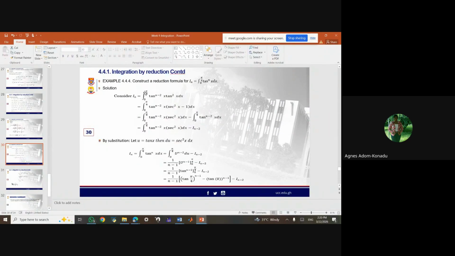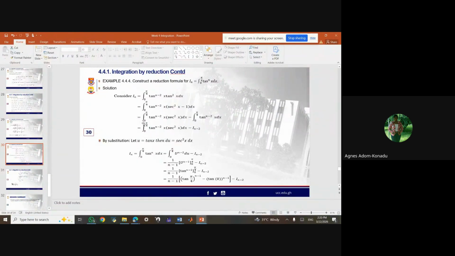So we want to construct an integration formula. So let I sub n be this function. So that this function is the same as, so tan n can be written as tan n minus 2 of x times tan squared x. We are writing tan squared x because we know the identity for tan squared x. So I have the integral from 0 to pi on 4 of tan n minus 2 of x. And I know that tan squared x is sec squared minus 1. So in place of that, I'll substitute this dx.